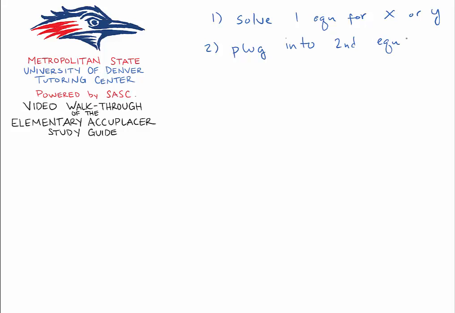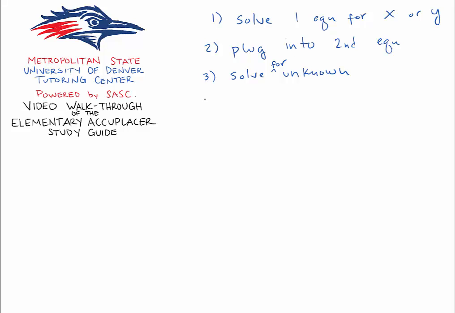And then step 3: solve for the unknown. At this point it could be x or y, but whichever one it is, you're only going to have one of them, so just solve for whatever one it is. I should put a 3 in there.